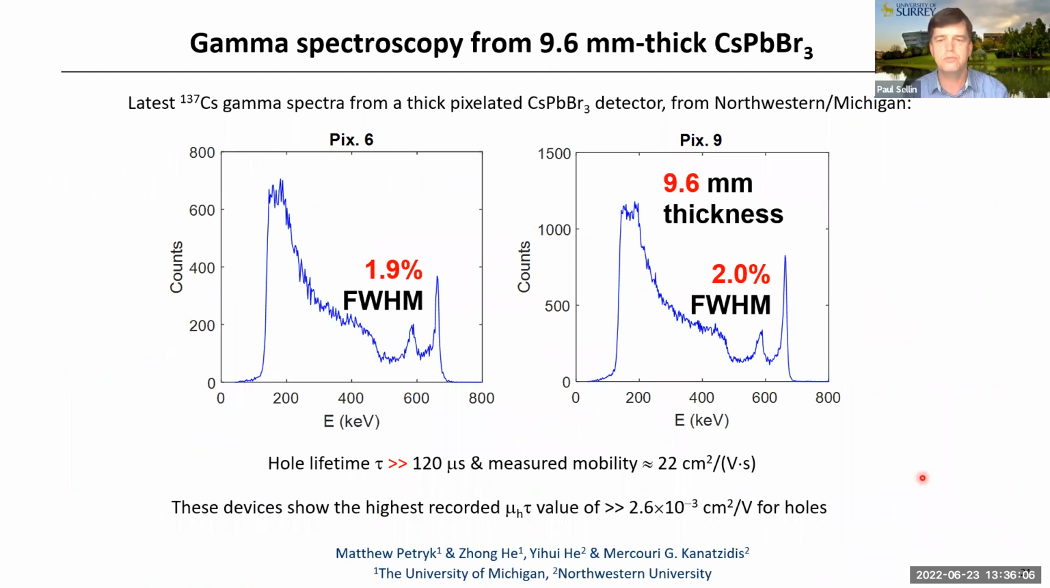And these were more recent results, which are now published by Michigan and Northwestern, showing resolution below 2% for cesium-137 gamma spectra. Now, the interesting thing is you can estimate from this data the carrier lifetimes that must have been in the material to produce these spectra. And this data is consistent with hole lifetimes in excess of 100 microseconds, which is quite astonishing. The mobility is quite low, but the lifetimes are extremely long.